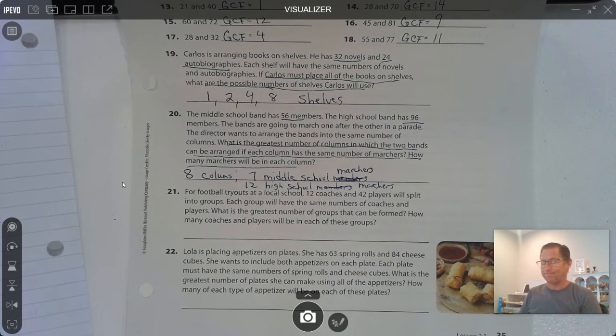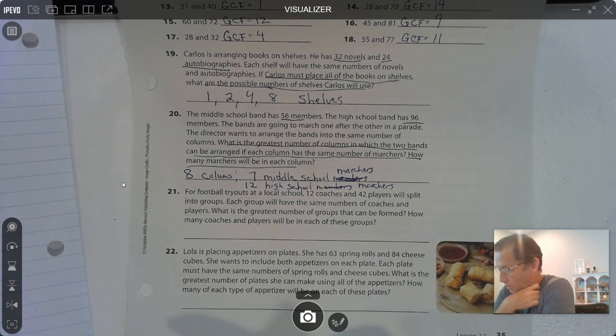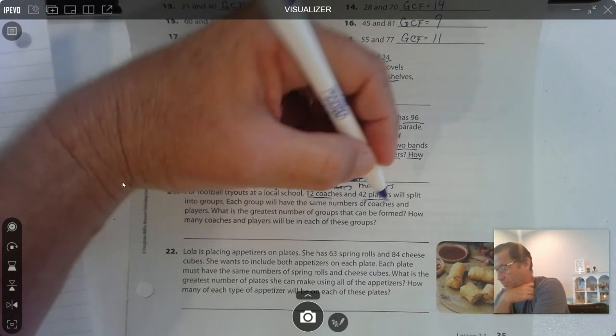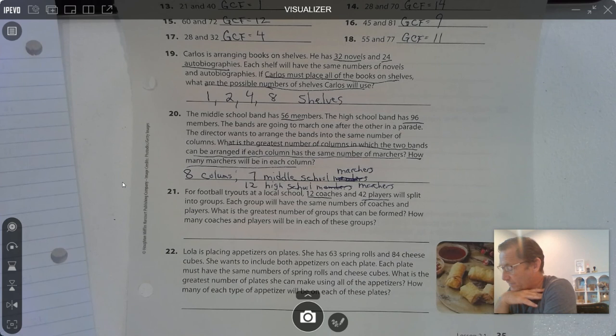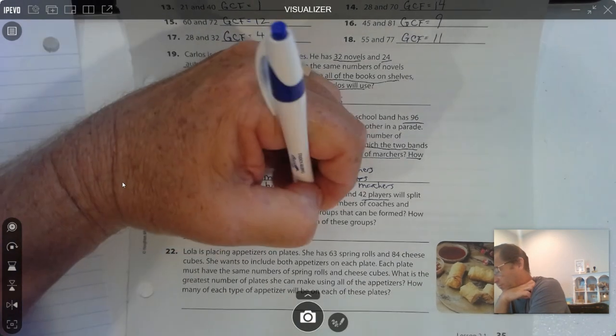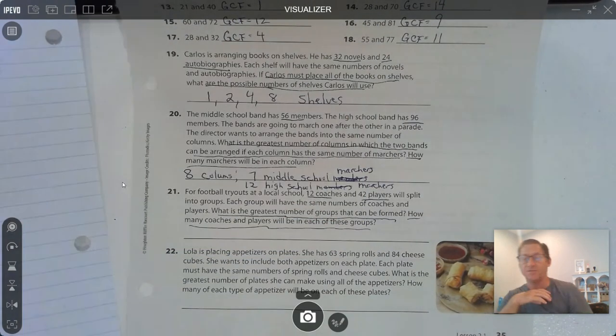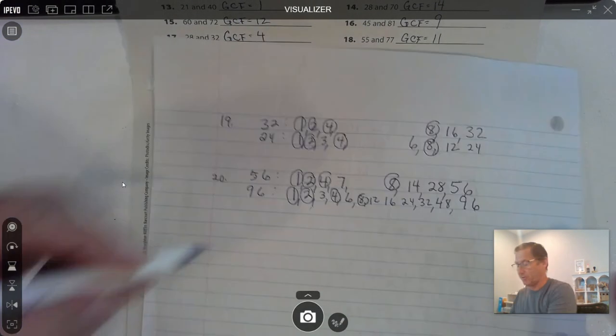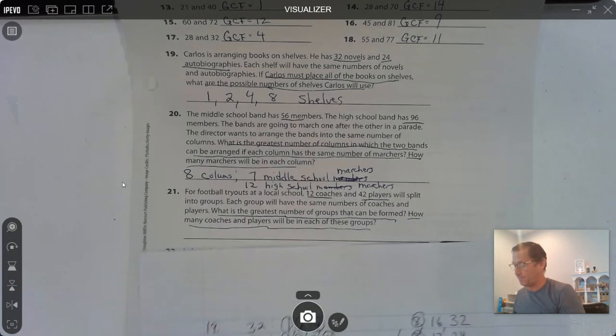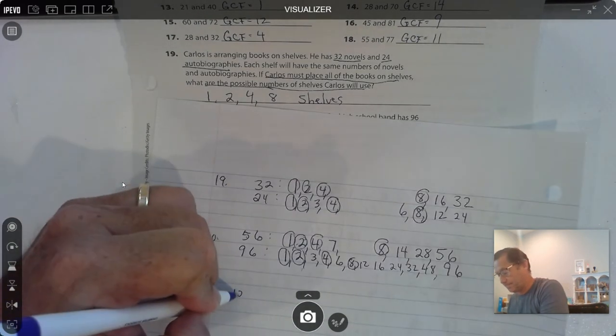All right, 21. For football tryouts at a local school, 12 coaches and 42 players will split into groups. Each group will have the same number of coaches and players. What is the greatest number of groups that can be formed, and then how many coaches and players will be in each of these groups? So we have to find the greatest common factor of 12 and 42.